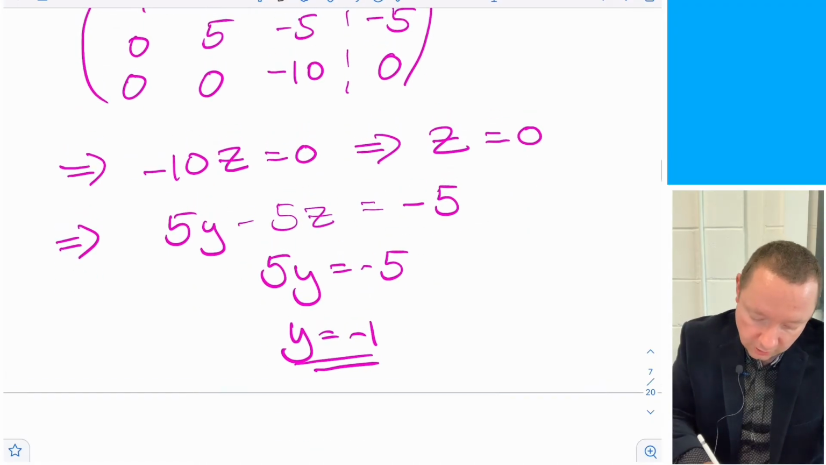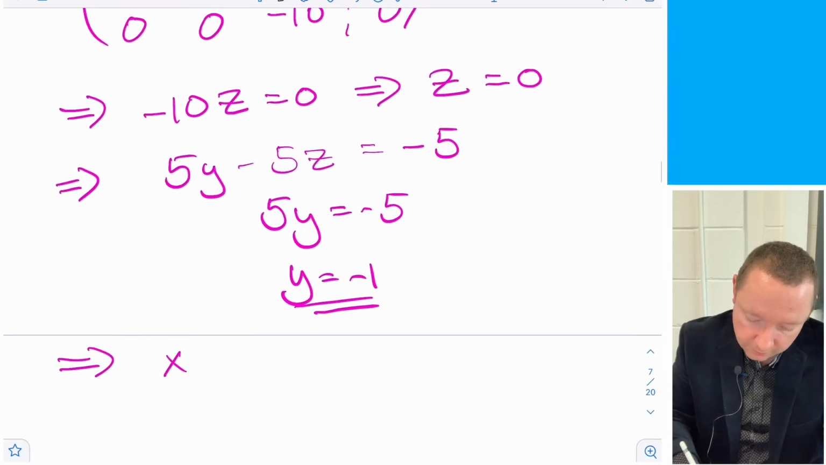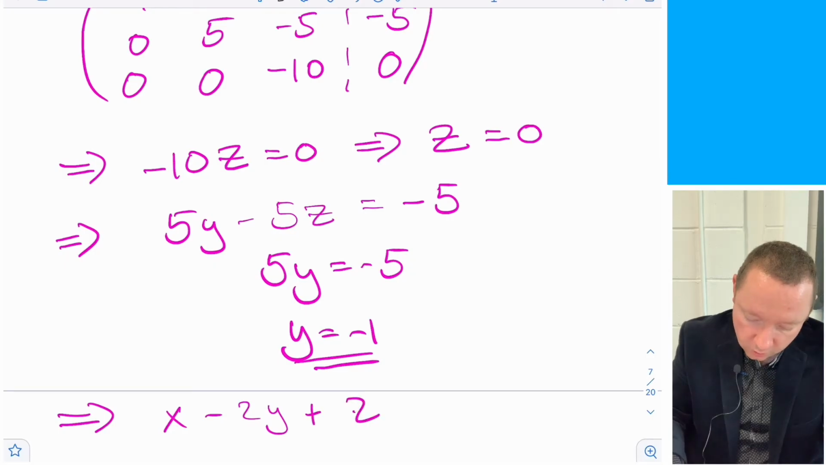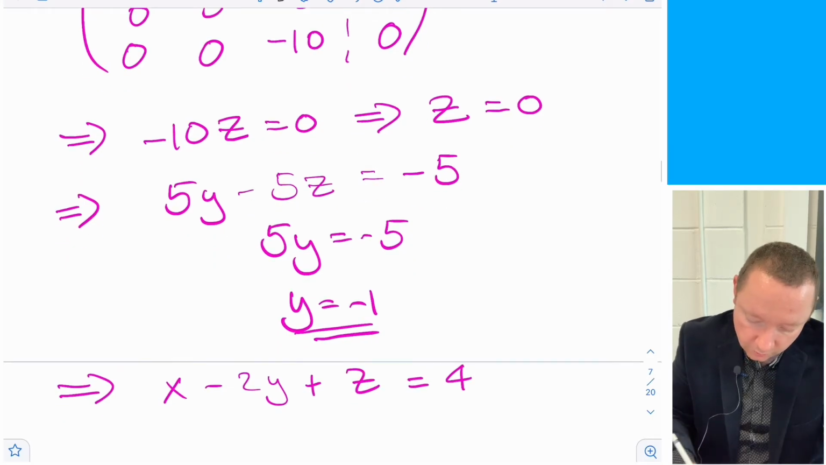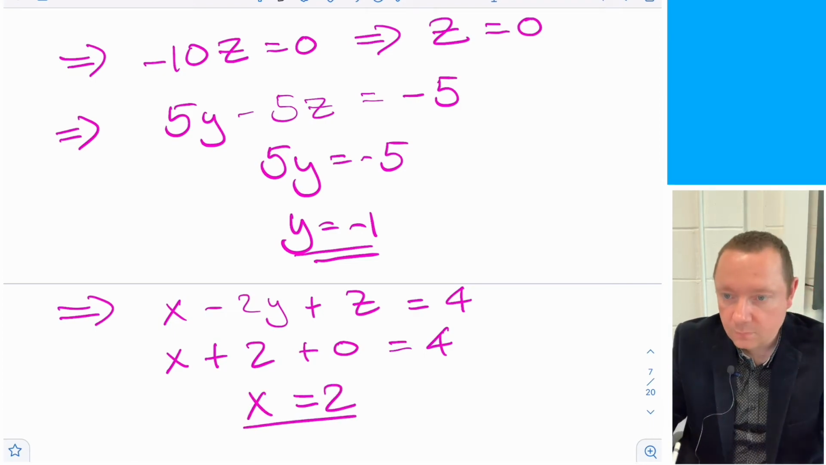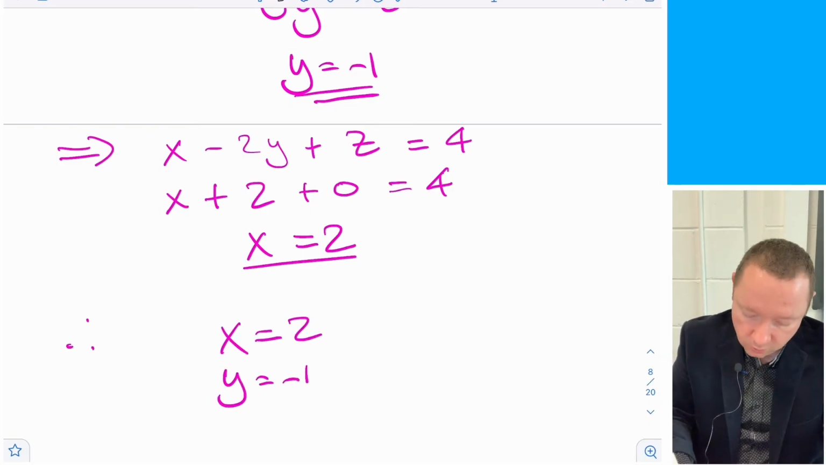And the last equation we've got is x minus 2y plus z equals 4. So that's x plus 2 plus 0 equals 4. So x must equal 2. So our system of equations is solved. x equals 2, y equals minus 1, and z equals 0.